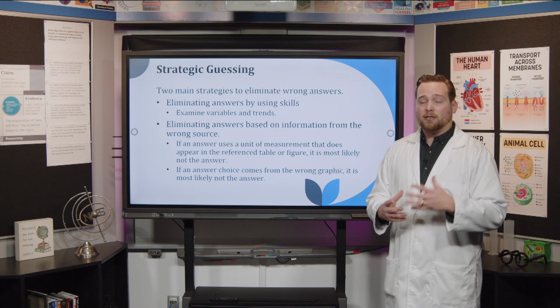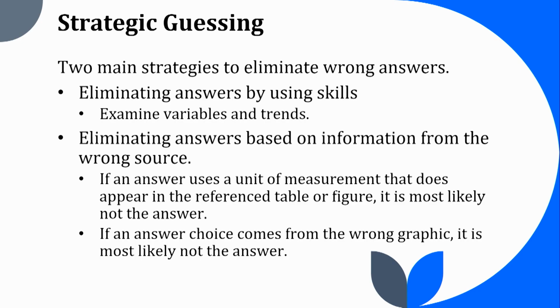Okay, let's talk about eliminating answers based on information from the wrong source. This happens a lot on the science portion of the ACT. If an answer uses a unit of measurement that does not appear in the reference table or figure, it is most likely not the answer. So if every graph you're looking at is talking about grams, and this one is grams, that one is grams, and the explanation is talking about grams, and then one of the answer choices is talking about liters, that's probably not the right answer. They're going to assume that you're really not examining it that closely.